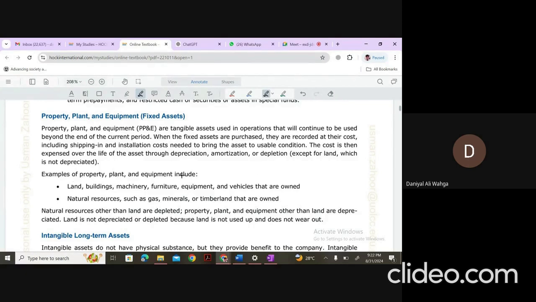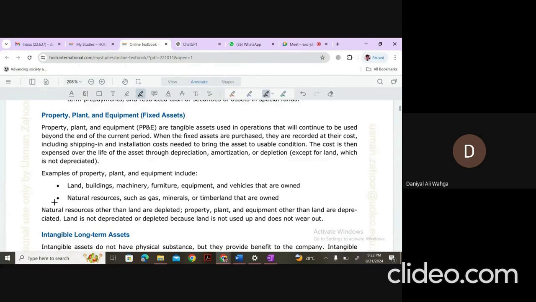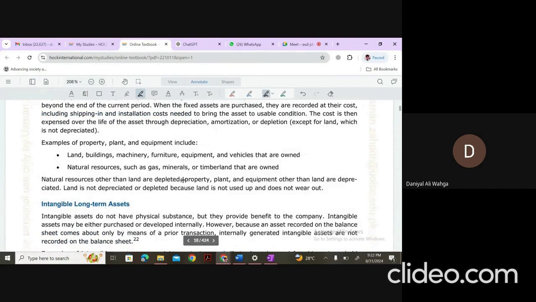Examples of property, plant, equipment include land, buildings, machinery, fixtures and equipment, and vehicles that are owned. Natural resources such as gas, minerals, and timberland that are owned. Natural resources other than land are depleted. Property, plant, equipment other than land are depreciated. Land is normally not depreciated. Okay, it is only tested for impairment and nothing else. Land is not depreciated or depleted because it is not used up and does not wear out.